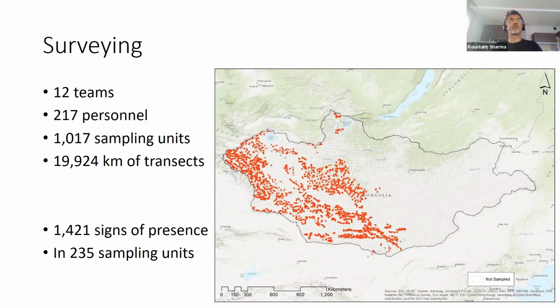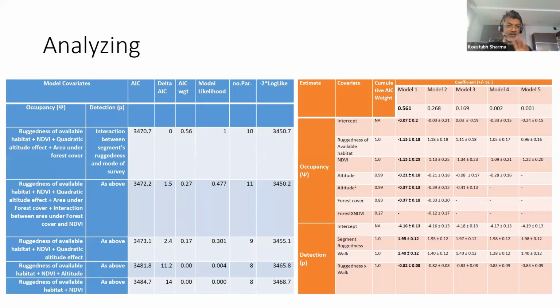2,400 into 1,000, almost 480,000, almost 500,000 square kilometers of the potential distribution range of snow leopards in Mongolia. Now, personally, I have never seen data sets of this proportion. And when the data set came back, we will return to this slide when we do some analysis to see how these results pan out.